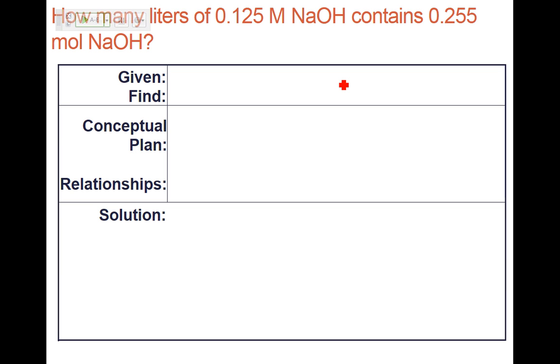So let's say we have a 0.125 molar sodium hydroxide solution, and we want to know how many liters of this solution we would need to have 0.255 moles of sodium hydroxide. We're given everything we need to figure this out. We know our concentration, and we know how many moles we want. So we can figure out how much volume we need.